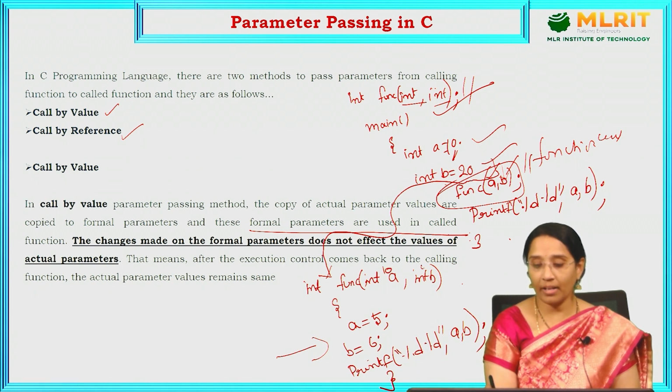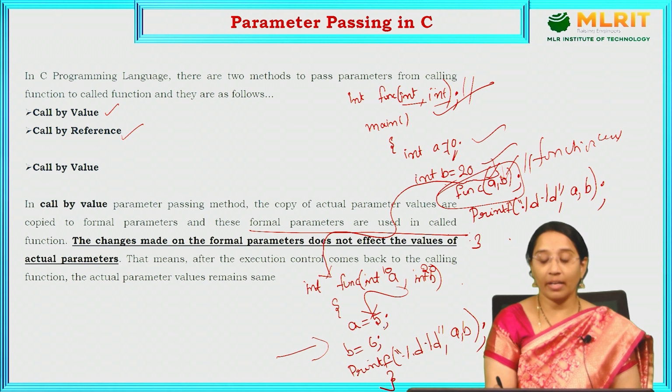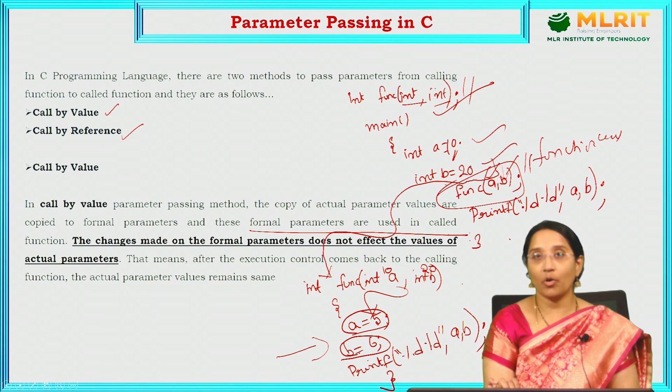So 10 and 20. But after that, I have again initialized the value of a to 5 and b to 6. So now what should be your output? Initial values of a and b are 10 and 20, so the same values are copied from the calling function to the called function. But inside here, I have changed the values to 5 and 6. Now I want only 5 and 6 to be printed on your screen. I don't want 10 and 20.